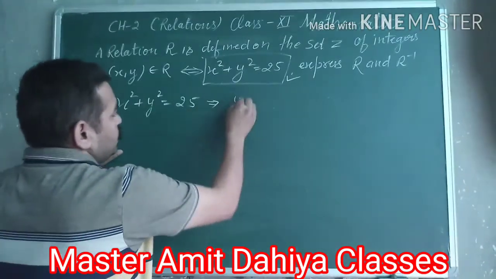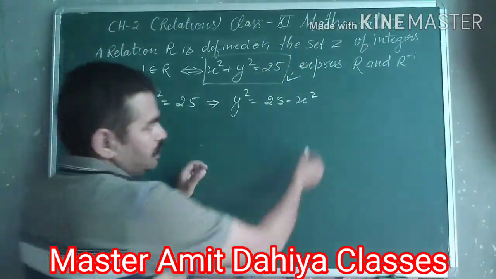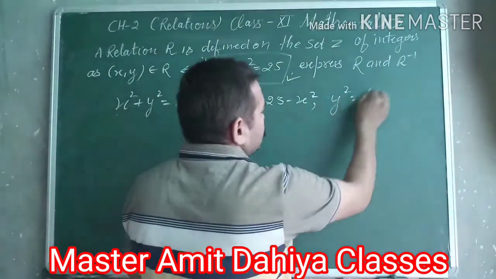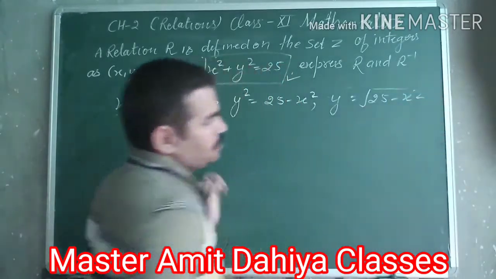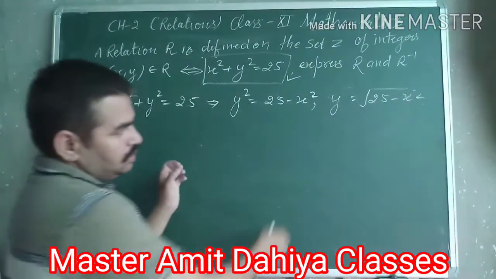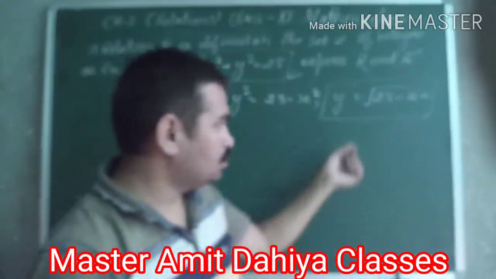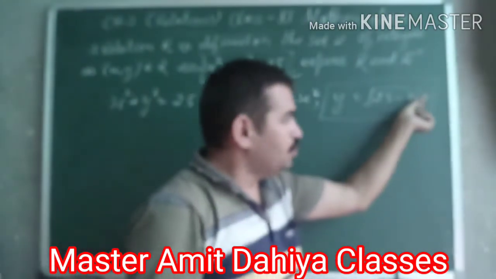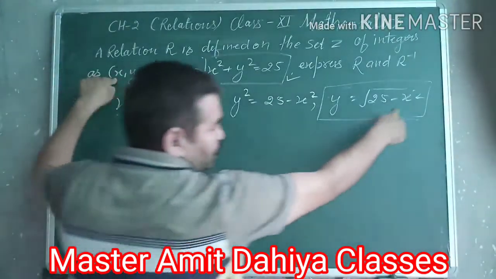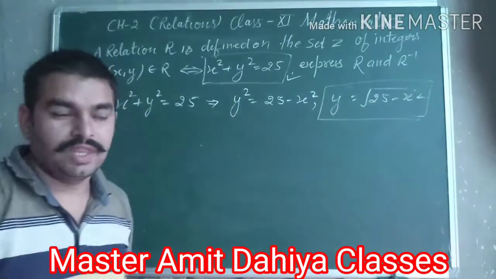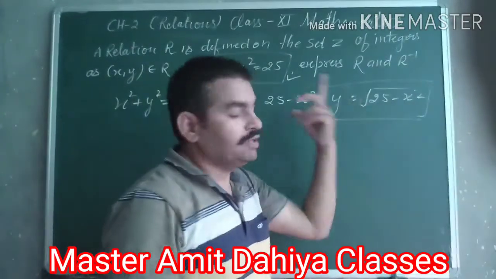It implies that y square is equal to 25 minus x square, and we can write here y is equal to under the root 25 minus x square. Now this is an equation of y in terms of x, where you can find the values of y when we have the values of x. X belongs to the integers, so you can input integer values such that we are able to find the y value.